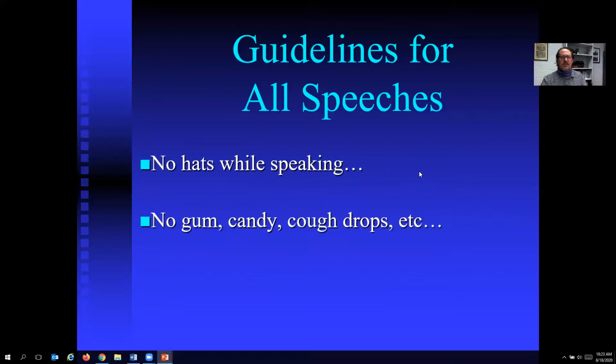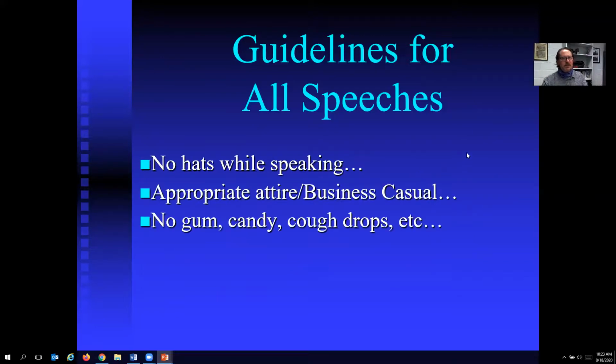A few other things when delivering speeches, and this applies to even your first speech that you'll be doing online. We want to make sure that our attire is appropriate. Business casual is what I would call for. You want to look nice. Your audience is going to judge you by the way you look before you say anything. We don't wear hats while we speak. No gum, candy, cough drops while you're speaking.